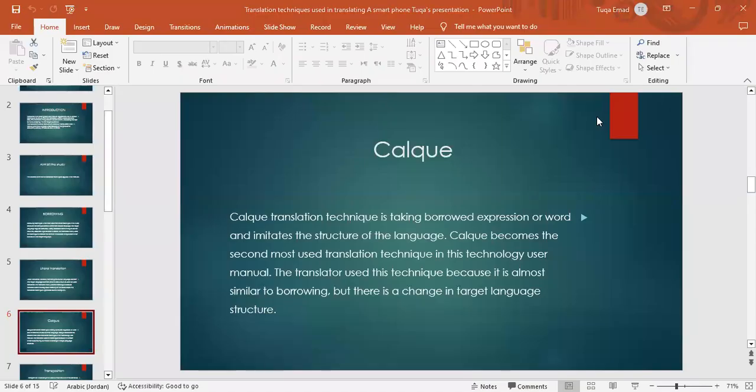Calque translation technique is taking a borrowed expression or word and imitating the structure of the language. Calque becomes the second most used translation technique in this technology user manual. The translator used this technique because it's almost similar to borrowing, but there is a change in target language structure. The affected grammatical clause is connected to the sentence clause or verbs, such as the future tense in English being changed into present tense in the target language.